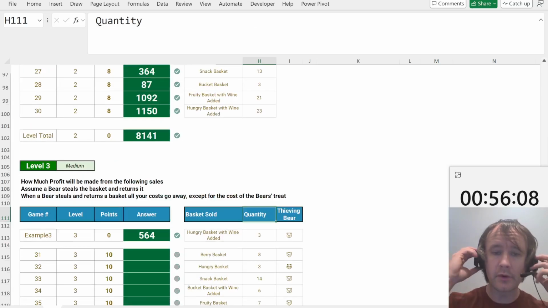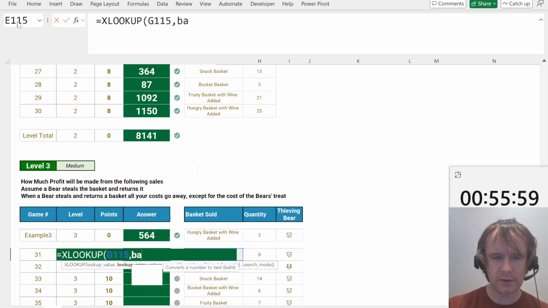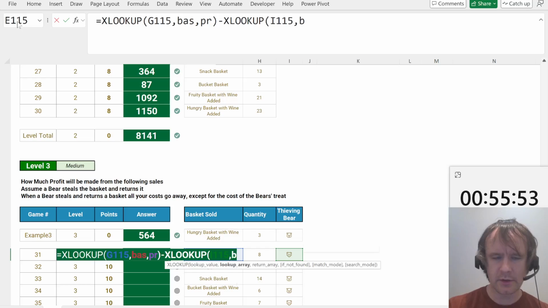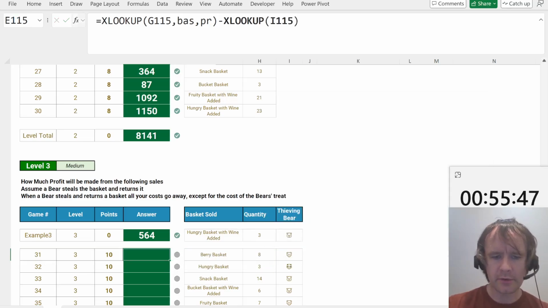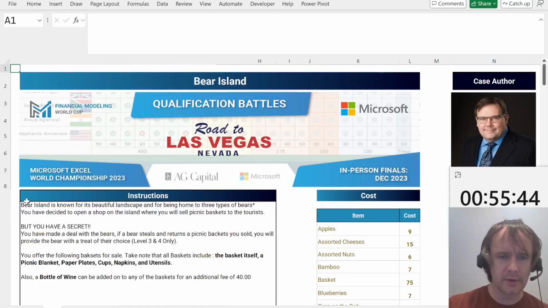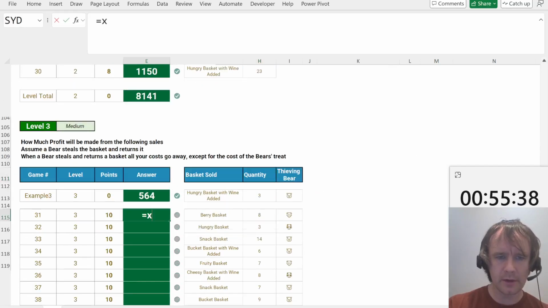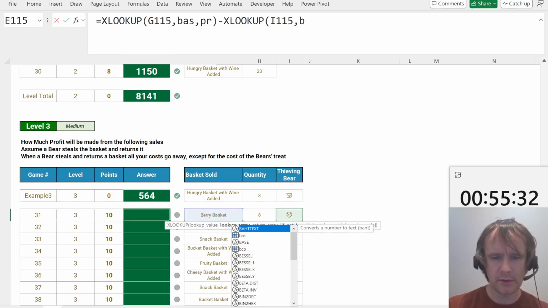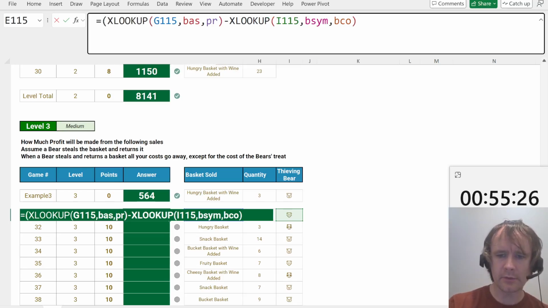So the idea here is that you bribe a bear to bring the basket back to you, and then you recover your costs. So you just have to pay for the costs. So it's going to be XLOOKUP this in basket returning from price. That's the revenue you make minus XLOOKUP this in, what do they call it? Bear? No. Oh my god. Can't remember my names for it. Oh, not that one either. Oh, damn it. Oh yeah, it was bsim. Stupid. Anyway, bco. Fine. So XLOOKUP this in bas returning from price minus XLOOKUP this in bsim returning from bco, and then that whole thing times the quantity.